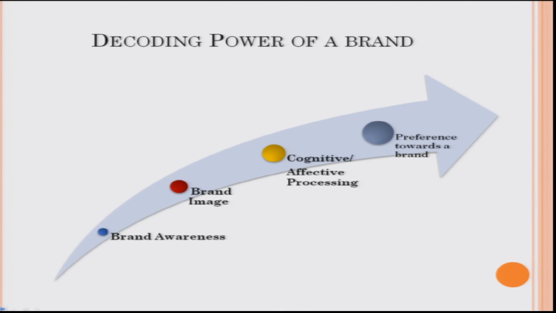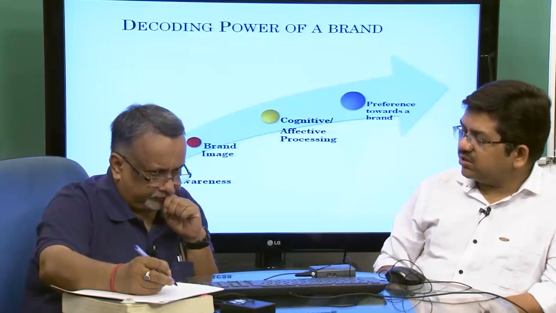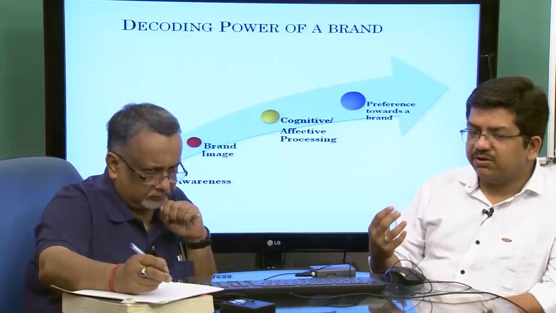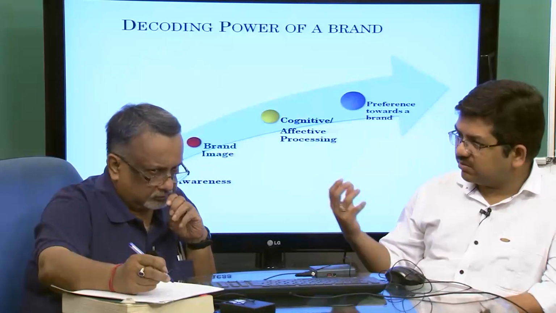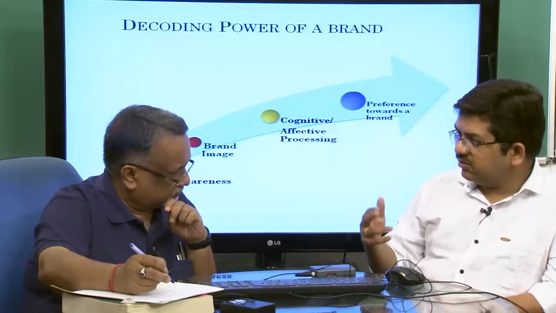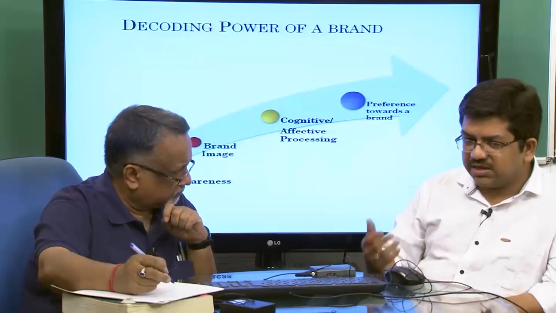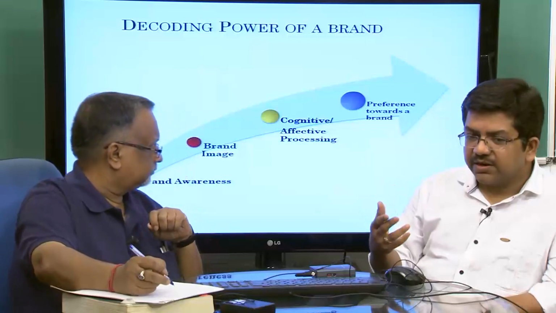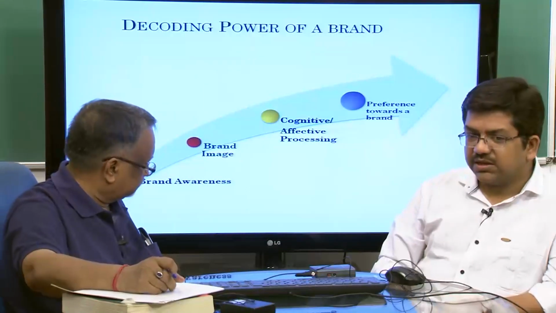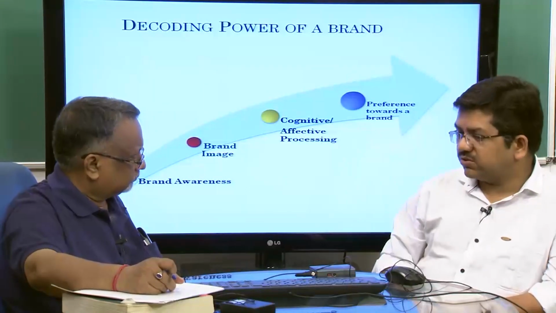So, we have seen that first a brand awareness gets developed in the minds of a consumer, and once a consumer knows about a brand, then what his response will be depends on what kind of image he has. A consumer may have awareness about a certain brand, but depending on what kind of image they finally have, that will ultimately affect their cognitive or affective processing, leading to the preference towards the brand.